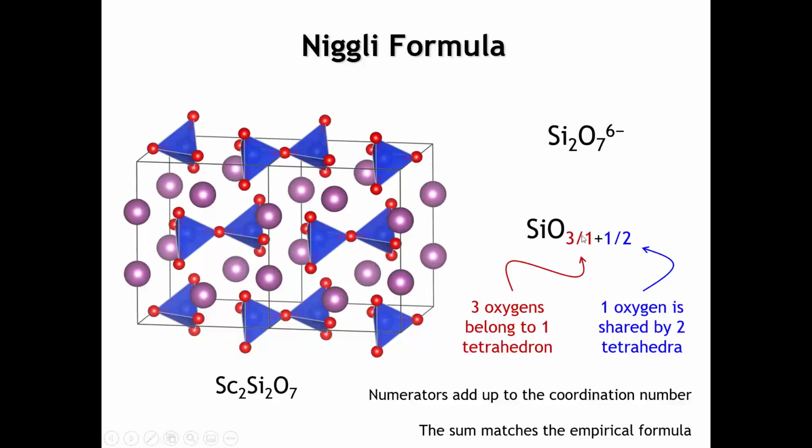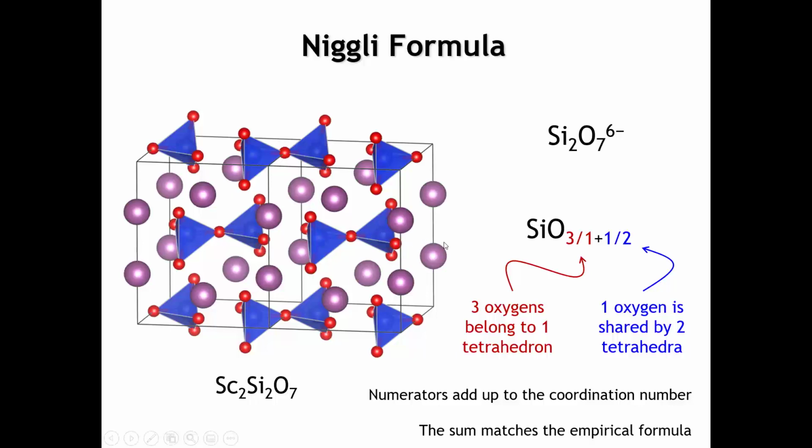So 3/1 means that there are 3 oxygens that belong only to one tetrahedron. We could call these terminal oxygens. And you can see in the picture here 1, 2, 3 oxygens which are not part of any other tetrahedron. They only bond to this silicon. And then we have 1 oxygen which is shared by 2 tetrahedra. That's our bridging oxygen here. So that's what the Niggli formula tells us.